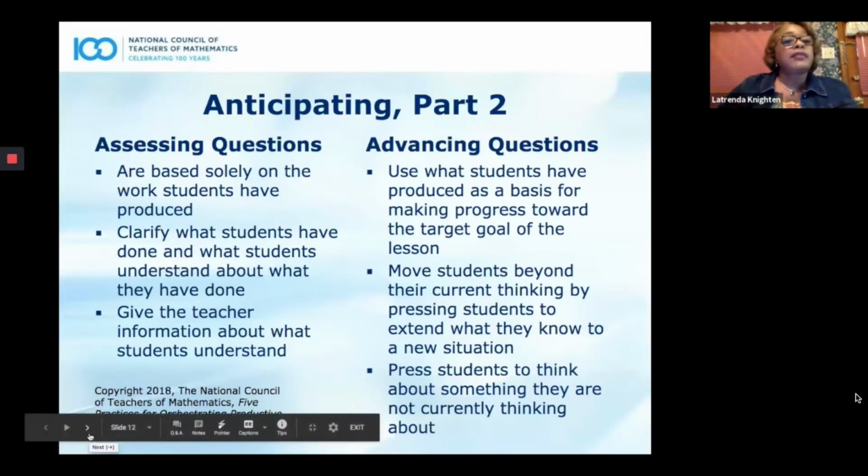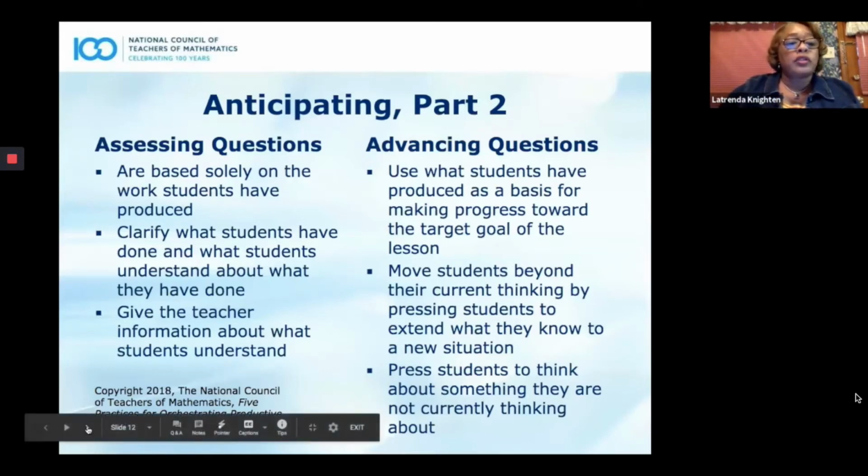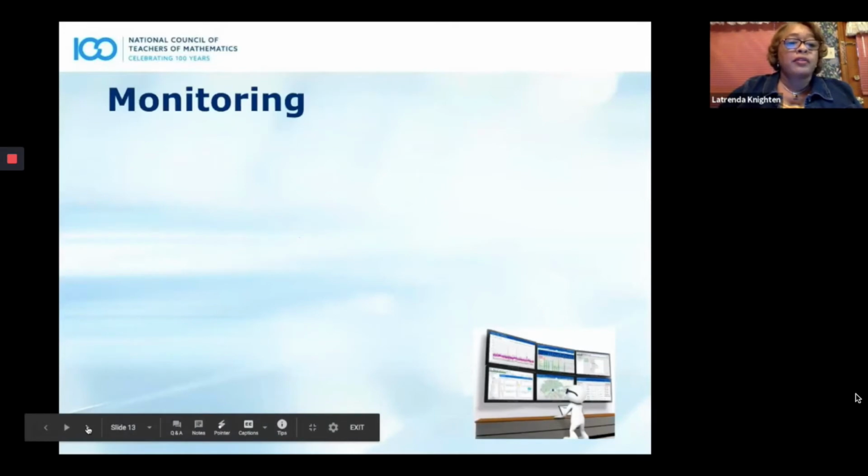For the sake of time, I can tell by the body of work that you produced that you would have a wealth of numerous questions to add to these categories, but I want to make sure you get a chance to actually look at the student work. So we're going to move to the next step, which is monitoring.